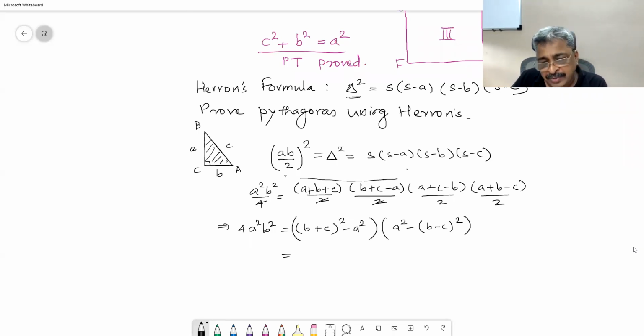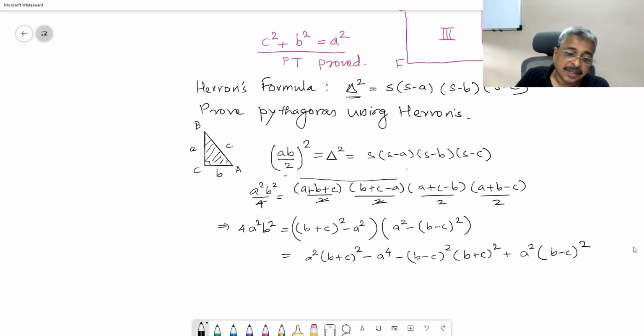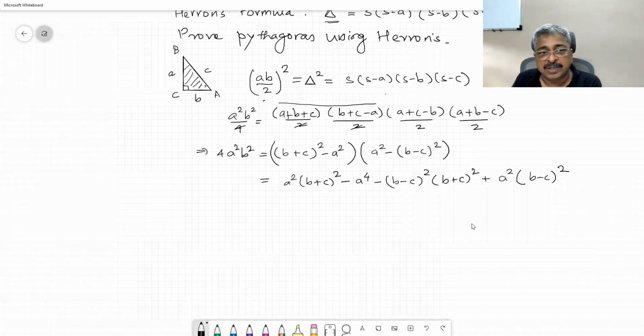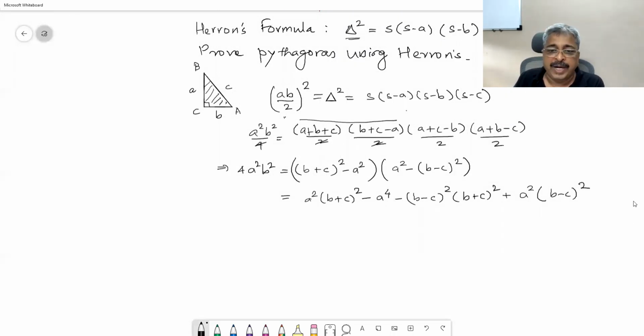So now what we have to do is actually multiply them. So A square into B plus C bracket square minus A fourth minus B minus C bracket square into B plus C bracket square plus A square inside bracket B minus C bracket square. Now whatever it comes to, we are eventually going to get A square plus B square is equal to C square, provided our calculations are correct.